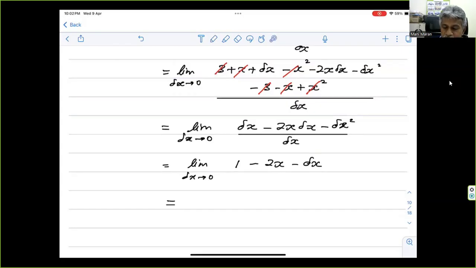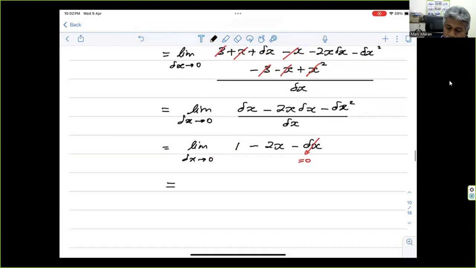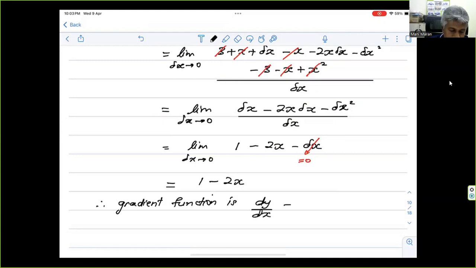Okay, so the next step is just to replace here. You take the 0, put inside here. When you put the 0 inside there, this will be equal to 0. So you'll get 1 minus 2x. Therefore, the gradient function dy/dx for the function given, f of x, is given by 1 minus 2x.